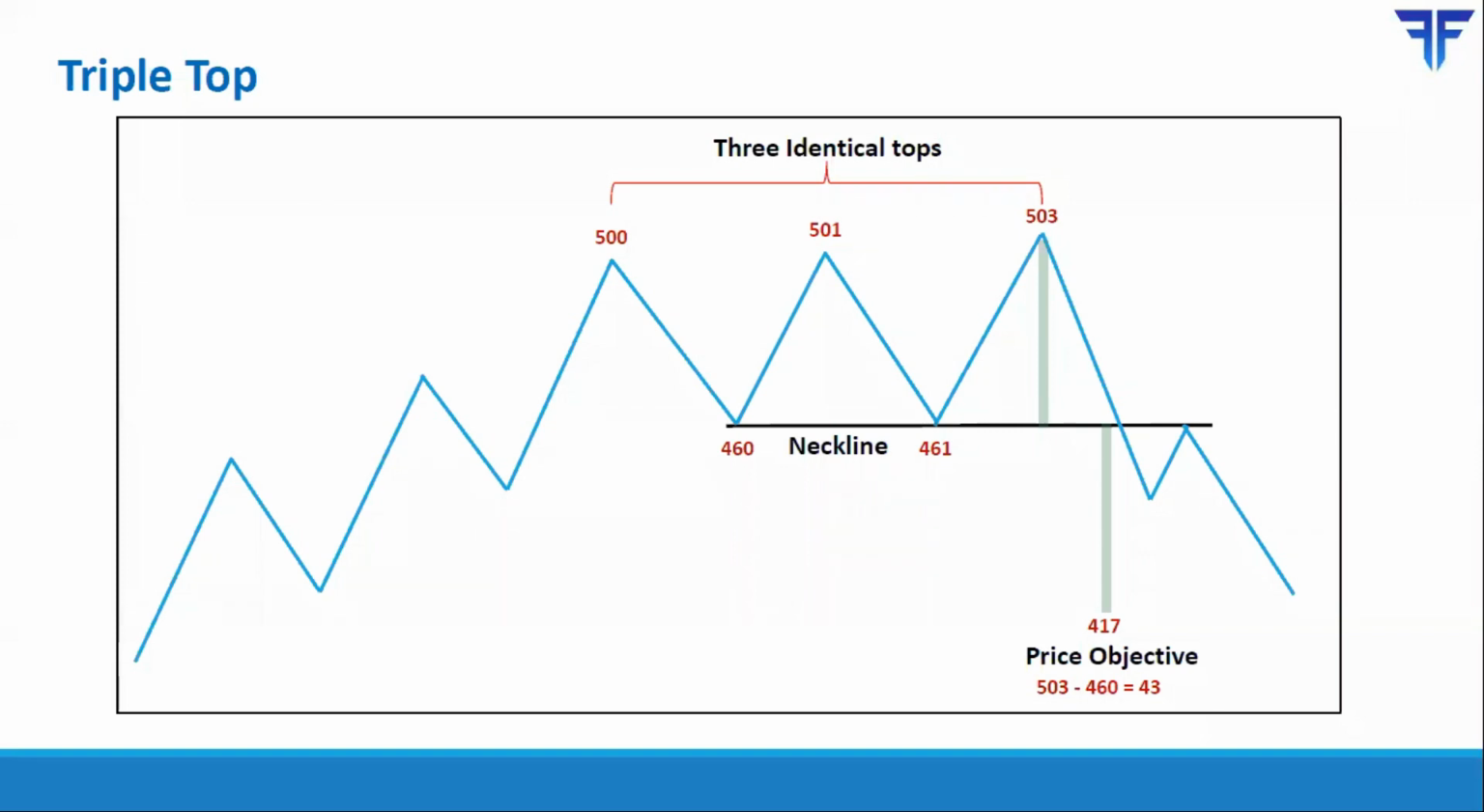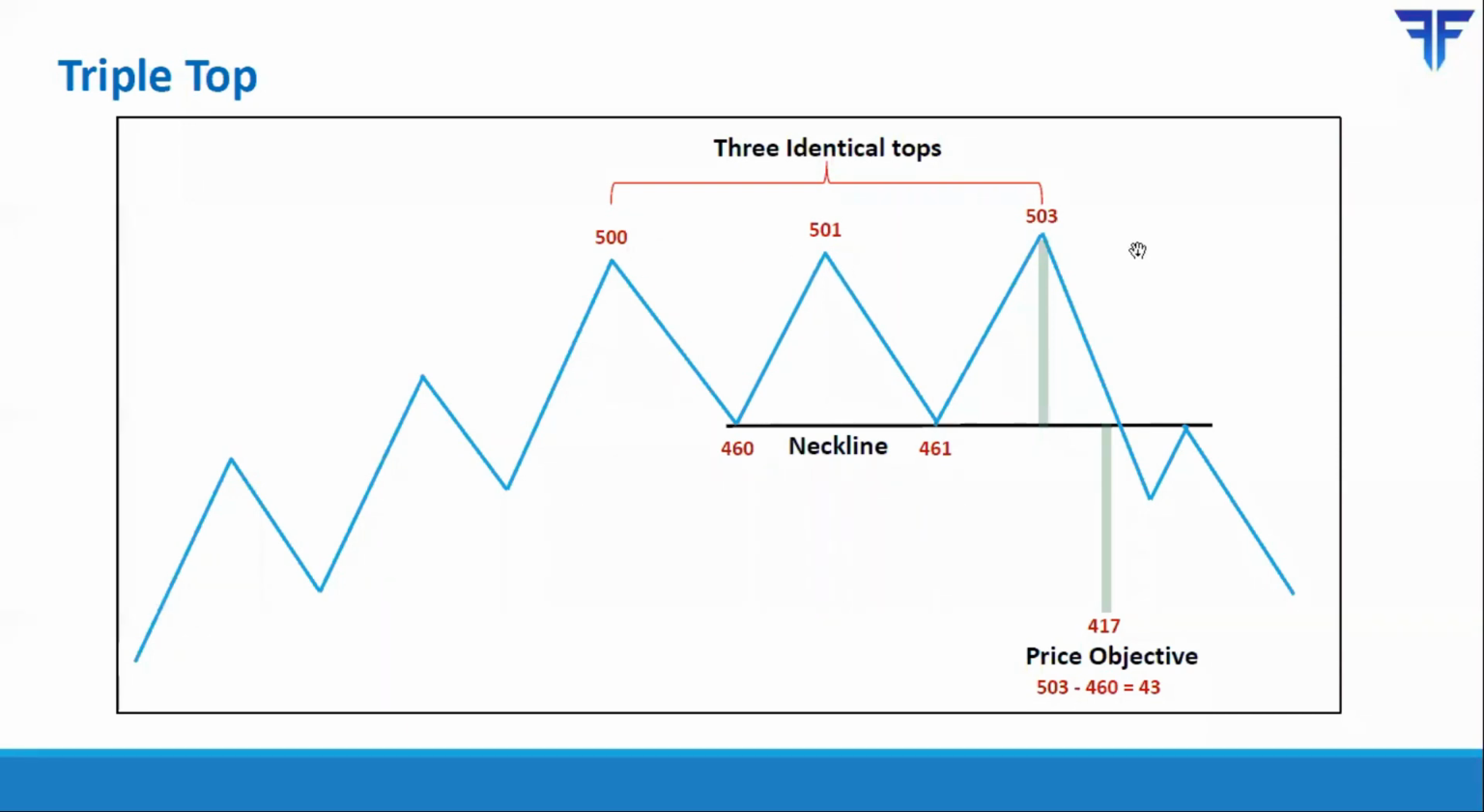So now let us talk about triple top. This is an extension of double top. So instead of two identical tops, you have three identical tops. Similarly, instead of one intervening low, you have two intervening lows. So triple top is a bearish reversal pattern that appears near the end of an uptrend.